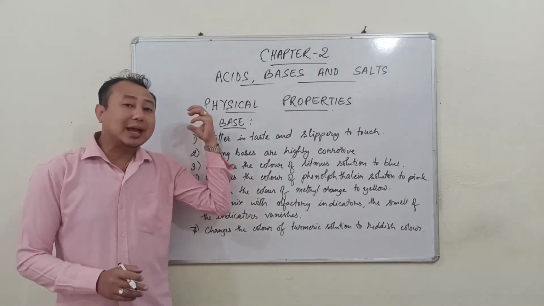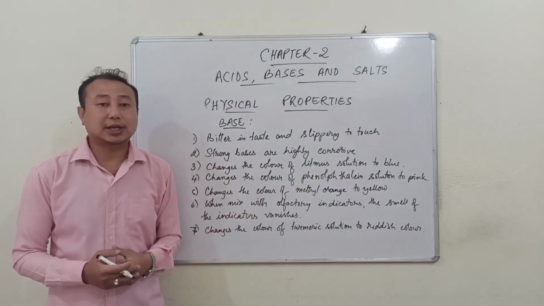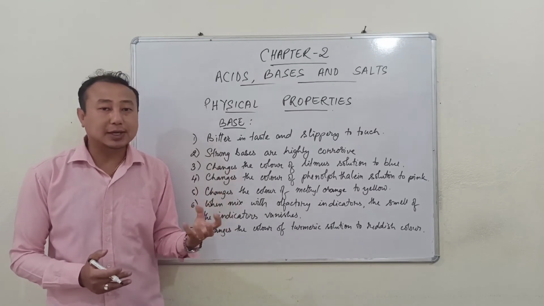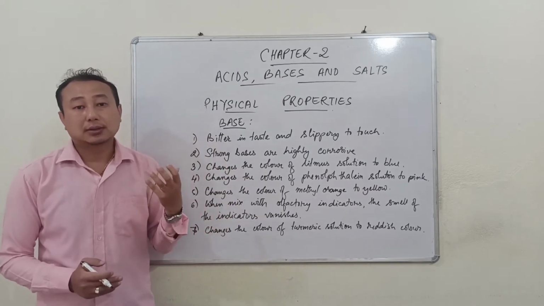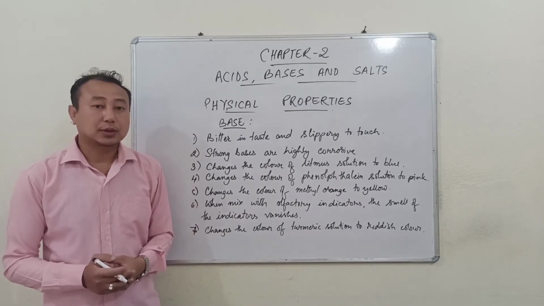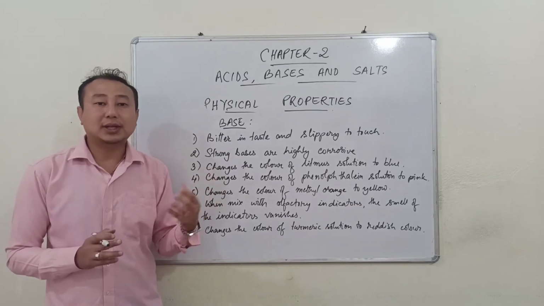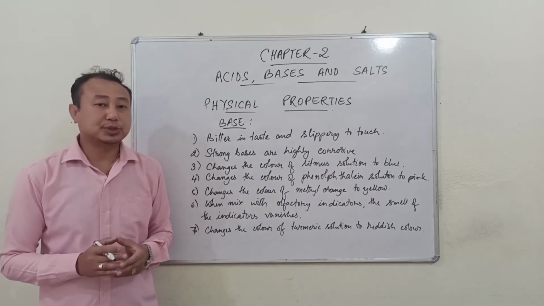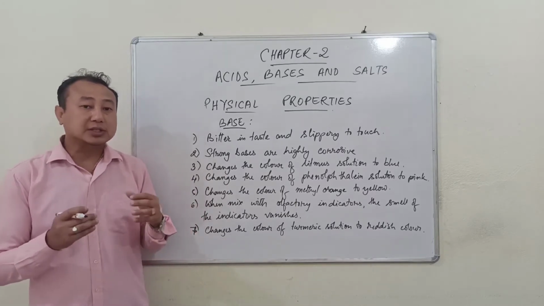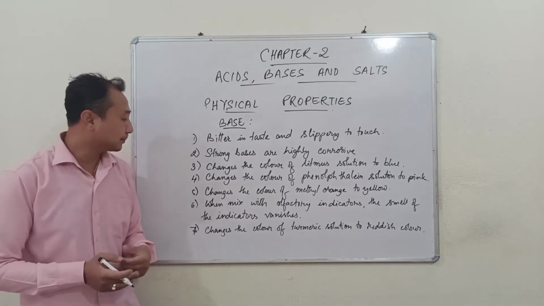Now, like what we have done in the case of acids, in order to test whether an object is a base or not, instead of touching or tasting it, we have to use indicators. We can use both the normal indicators or the olfactory indicators to test whether an object is a base or not. So let us see some other physical properties of bases.